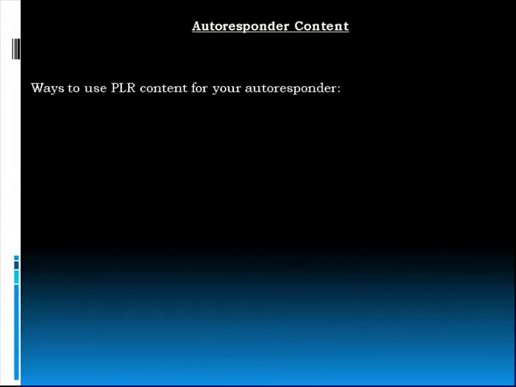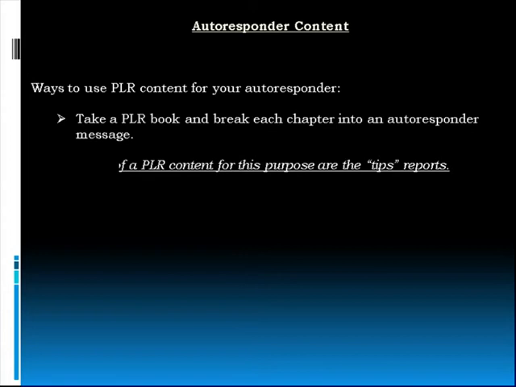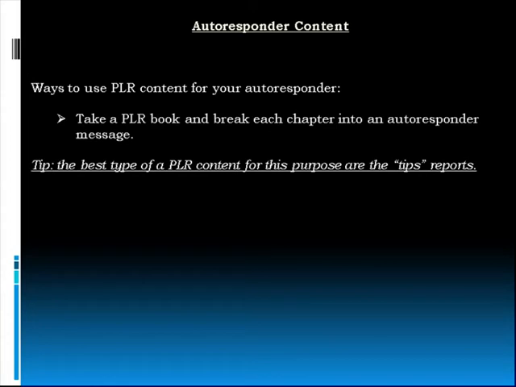Autoresponder content. There are several ways that you can use PLR content in your autoresponder. First, you can take a PLR book and break each chapter into a separate autoresponder message. If the chapters are long, you can further break them down into 2 or 3 separate messages. An alternative is to send a short message with a link to read the entire chapter online, or download it via a PDF file. Now here's a tip. The best type of PLR content for this purpose are the tips reports, like 7 steps to a flatter stomach or 27 money-saving tips. If the PLR content you have isn't already in that form, you can rewrite it quickly to get it into that tips format.